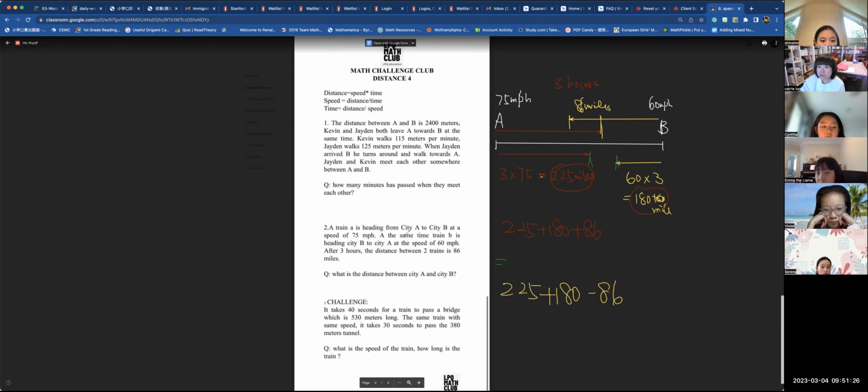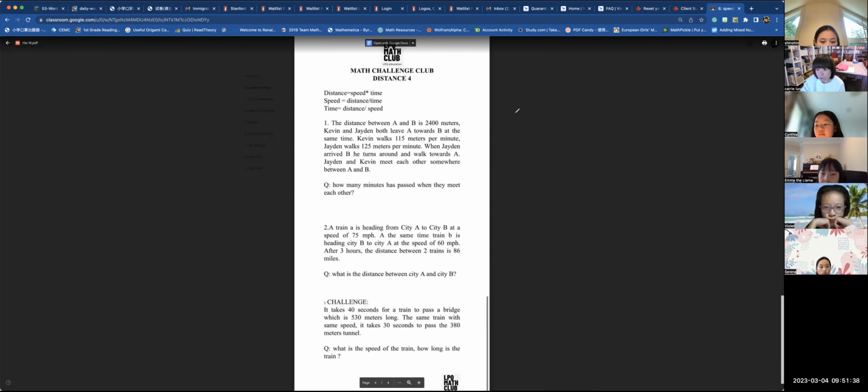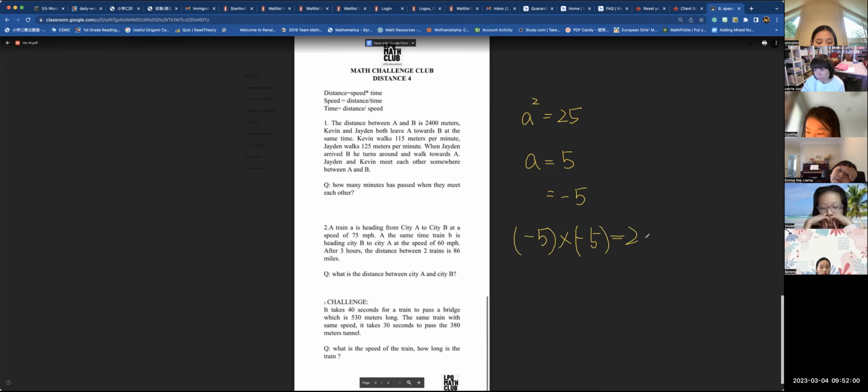So now I just want to introduce to you that because we're learning math better and better, there's a big possibility that some questions do have more than one answer. For instance, everybody, A squared equals 25. So A equals what? Okay, so based on before it's 5. Yes, Violet, you're right. But A also could equal what? -5, because -5 times -5 also equals 25.